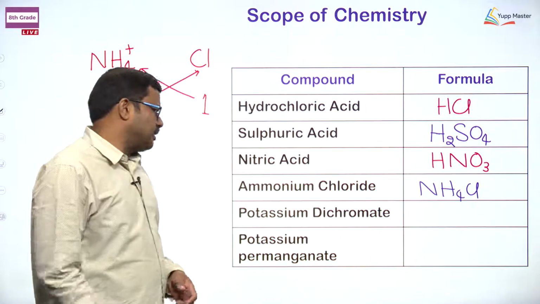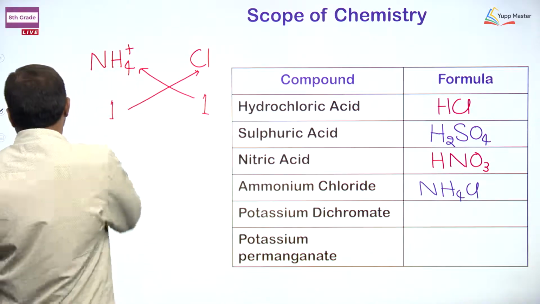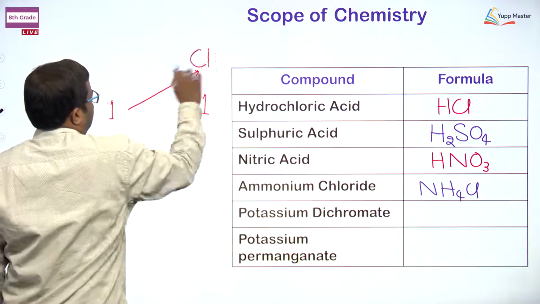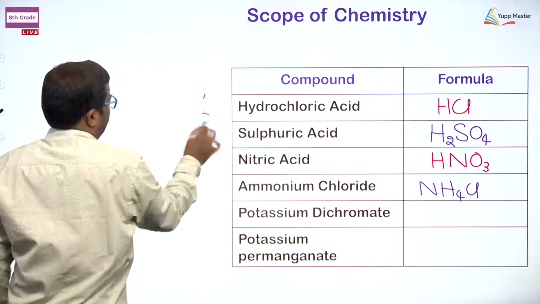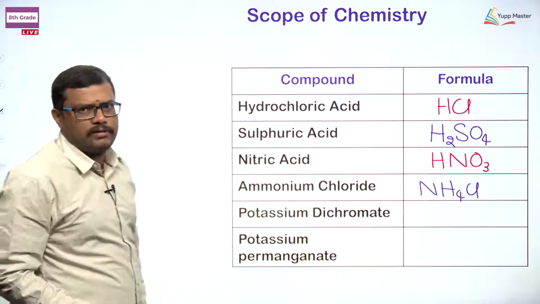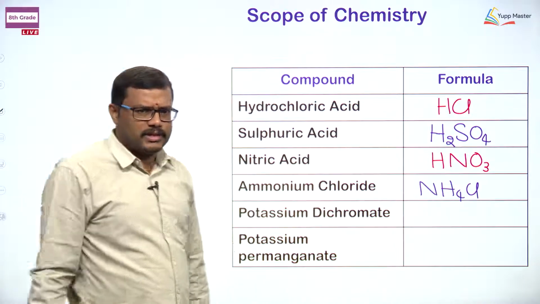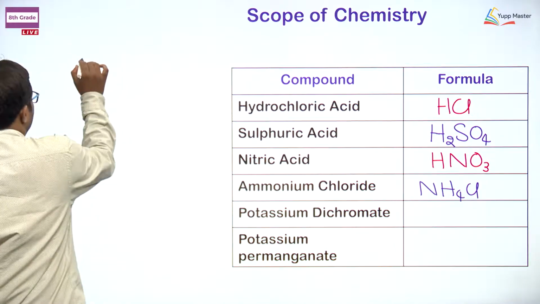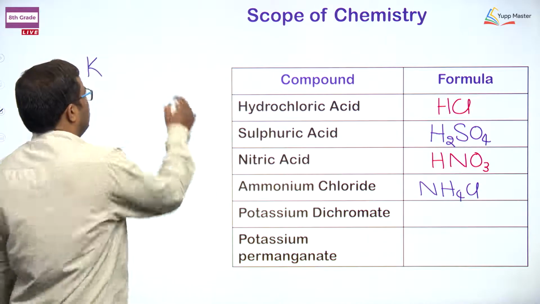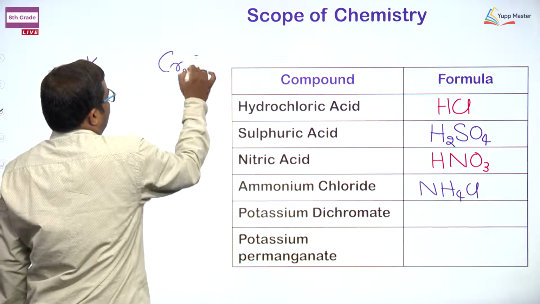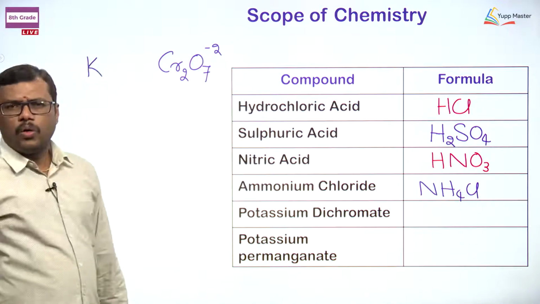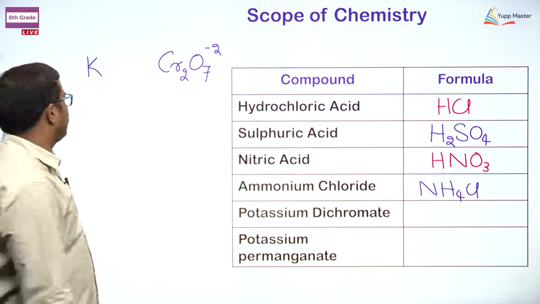Next is potassium dichromate. Potassium is generally represented with K, not with P. The element P is the representation for phosphorus, so for potassium we have to use K. Dichromate is Cr2O7 minus 2. Cr2O7 minus 2 is dichromate.